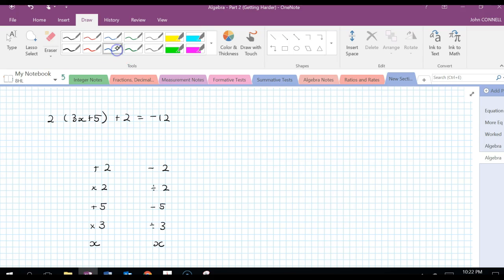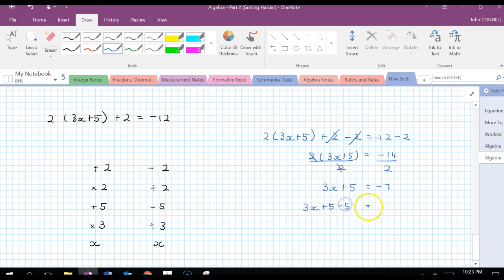So doing this, if I have 2 outside of (3x plus 5) plus 2 equals minus 12, first thing I'm going to do is subtract 2. I'm going to cancel the 2's there, so we get 2 times (3x plus 5) is equal to minus 14. Then we're dividing both sides by 2. So I can cancel my 2's there, so we get 3x plus 5 is equal to minus 7. Then we're going to subtract 5, so it's minus 7 take 5. The 5's cancel there, so 3x is equal to minus 12, and then we're dividing both sides by 3. So the 3's cancel there, and so x is equal to minus 4.